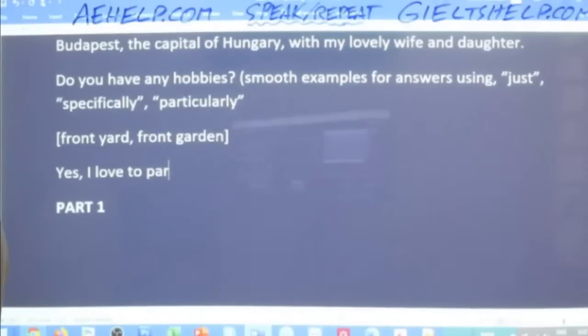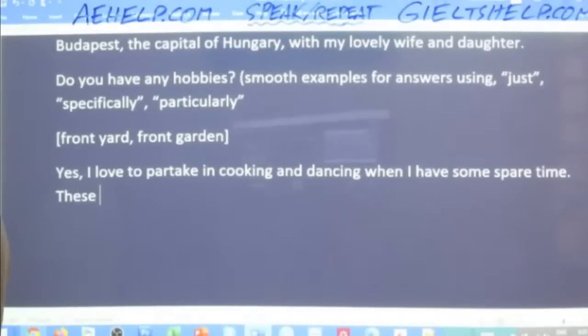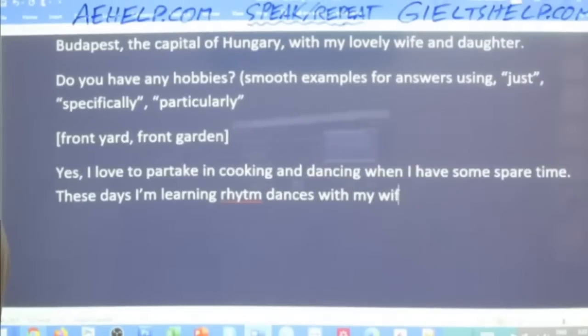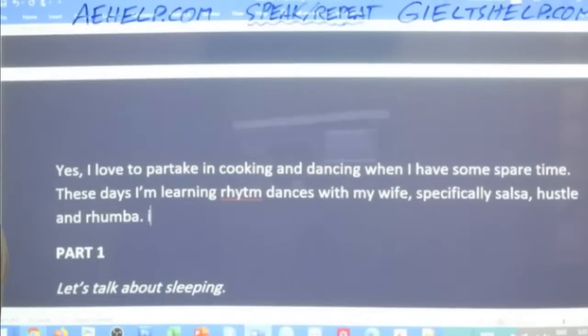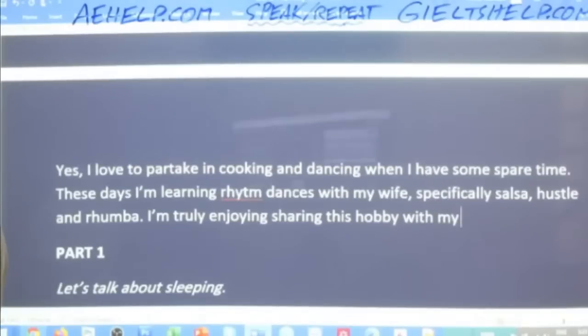Okay, so yes, I love to partake in cooking and dancing when I have some spare time. These days, I'm learning rhythm dances with my wife, specifically salsa, hustle, and rumba. I'm truly enjoying sharing this hobby with my better half. All right.